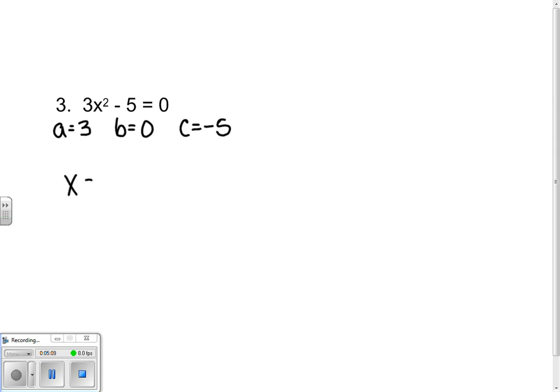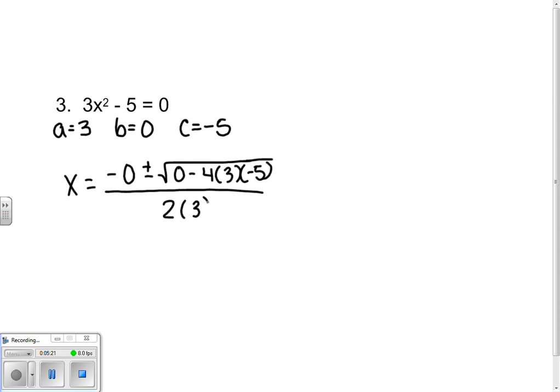I'm going to start with x equals negative b, which is negative 0, plus or minus the square root of b squared, which is 0 squared, which is 0, minus 4 times 3 times negative 5, all over 2 times 3. So I get 0 plus or minus the square root of 0 minus 4 times 3 times 5. 12 times 5 is 60, all over 6.